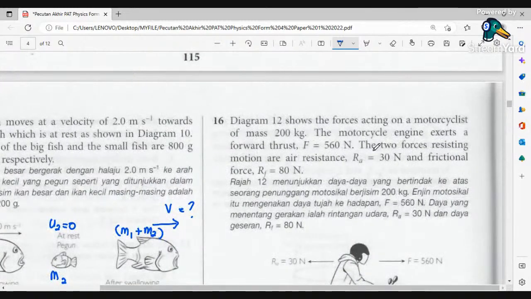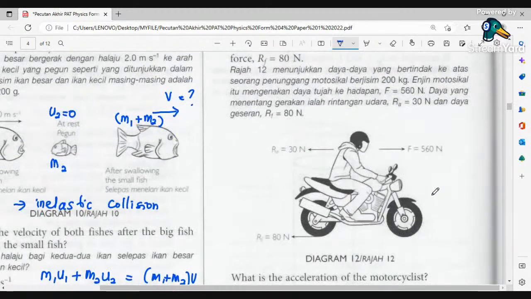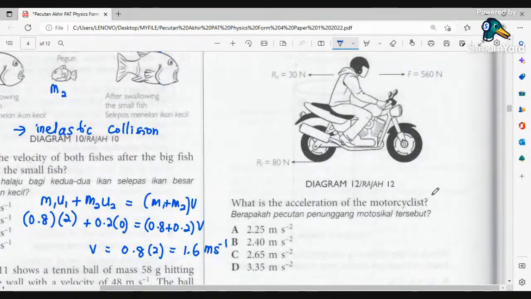Number 16, diagram 12 shows forces acting on motorcyclist mass 200. Motorcycle engine exert a forward thrust F equals 560 Newton. The two forces resisting motion are air resistance 30 Newton and friction 80 Newton. Okay, what is acceleration of the motorcyclist?